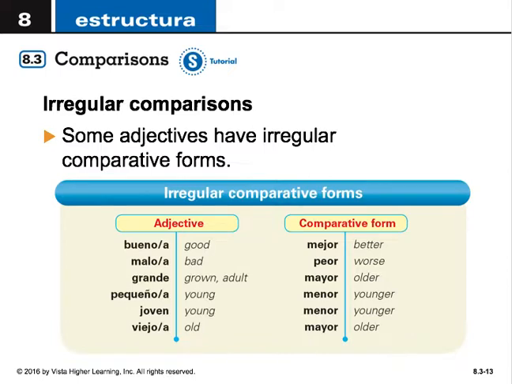Bueno or buena means good, and its comparative form is mejor, meaning better. Por ejemplo, mejor amigo, better friend, best friend, no? Malo, mala, meaning bad, and peor means worse. Grande is grown or could be an adult, whereas mayor is older. And then we have pequeño, or pequeña, meaning young, and menor meaning younger, or joven also meaning young, with menor being younger. And we also have viejo, vieja meaning old. Its comparative form is mayor. So we have mejor, better, peor, worse, mayor, older, menor, younger.